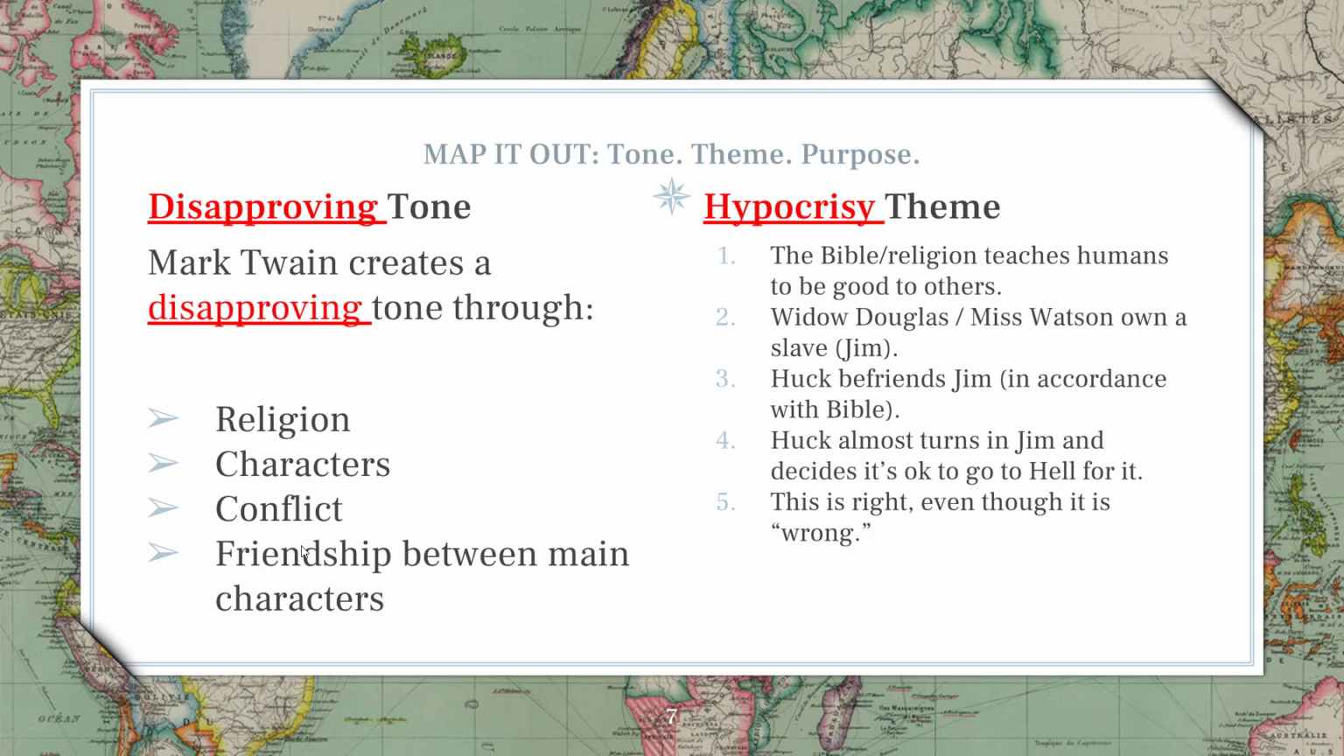I selected disapproving tone. Mark Twain creates a disapproving tone through religion, characters, conflict, and friendship between main characters. I'm brainstorming, remember? Hypocrisy. This is my theme. Being hypocritical. Saying one thing and doing another.